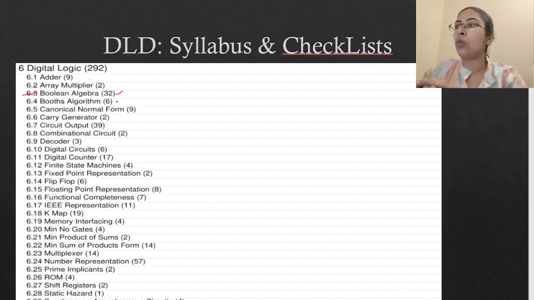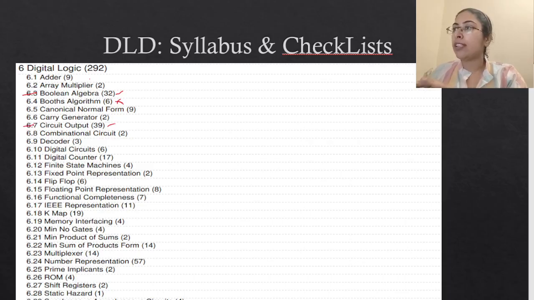This is now not in the syllabus, so simply cut it down. Booth's algorithm is now not in the syllabus. Next is canonical normal form, 9 questions. Carry generator, 2 questions. Circuit output, 39 questions. This is very important, so I will mark it out.